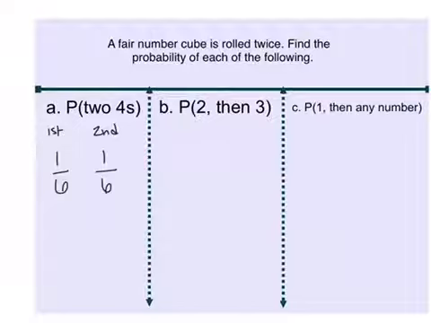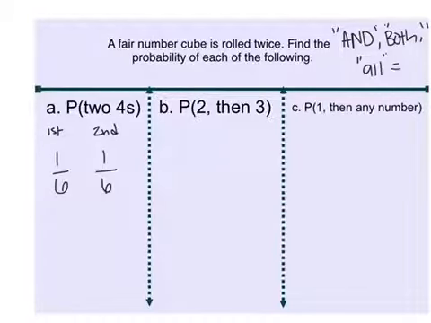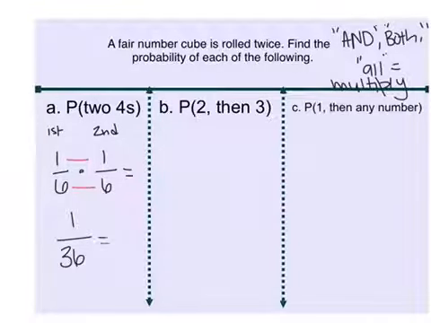And when we are doing this today, when we're finding multiple things and you see the word and, or both, or all, these keywords are going to tell me that I am going to multiply. We want to multiply them together. So this is basically getting a 4 and a 4. So I'm going to multiply these together. And when we multiply, you multiply straight across, not cross multiplying. We're multiplying straight across. So I'm doing top times top, which gives me 1, and bottom times bottom, which gives me 36. Plug that into a calculator, I'm going to get 0.028.